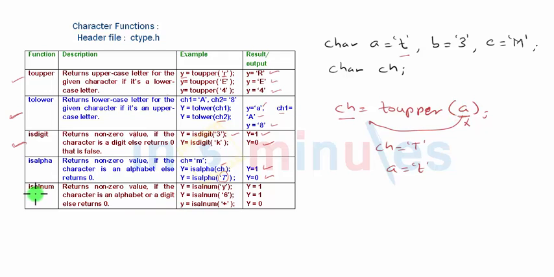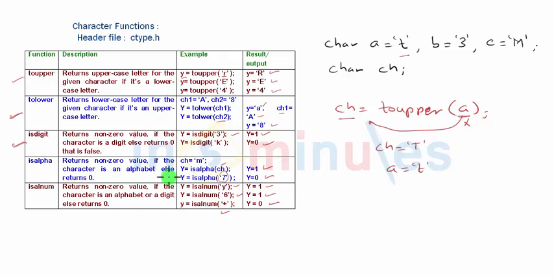Then the function is isalnum, that is alphabet or numeric. The function returns a non-zero value if the character is an alphabet or a digit. So in this case isalnum for y will give me true, that is 1 or any non-zero value. isalnum for 6 will give me 1 because it is an alphabet or a digit. isalnum for plus will give me the answer 0.